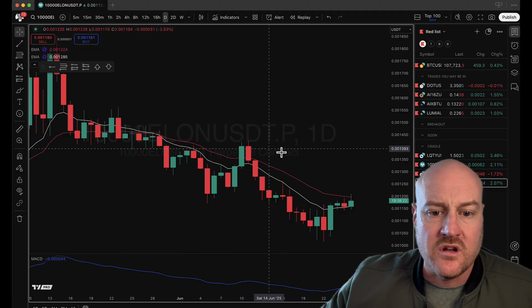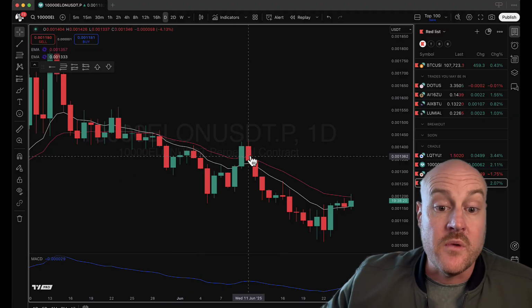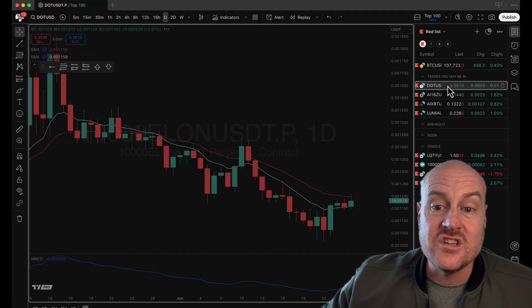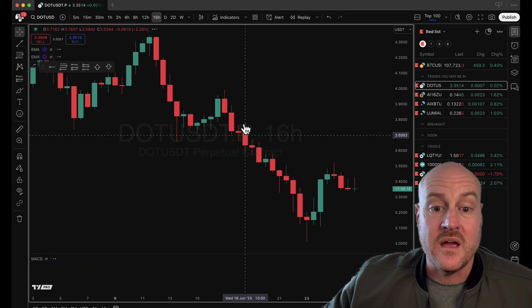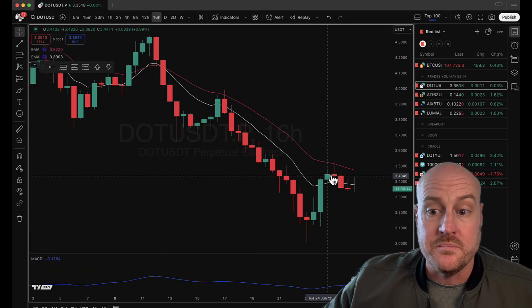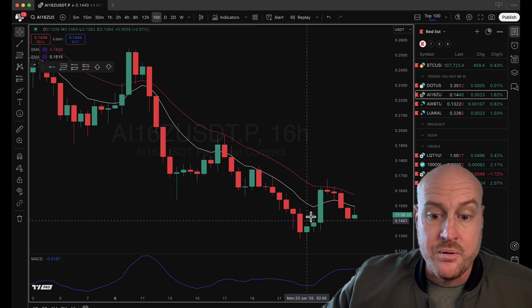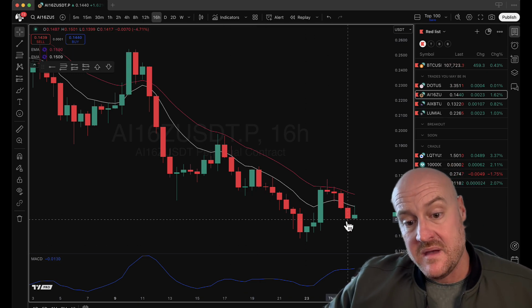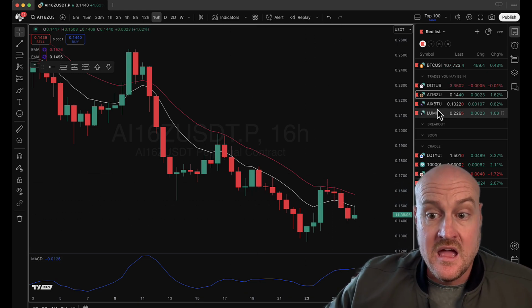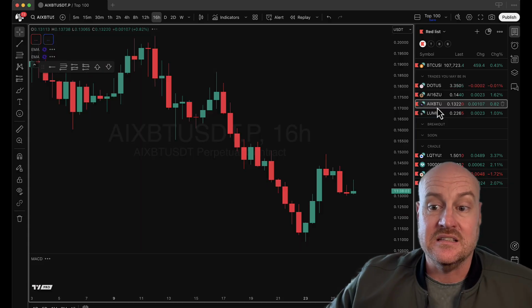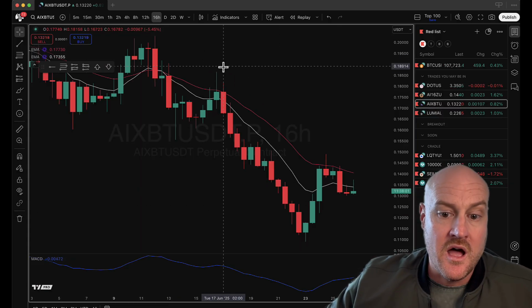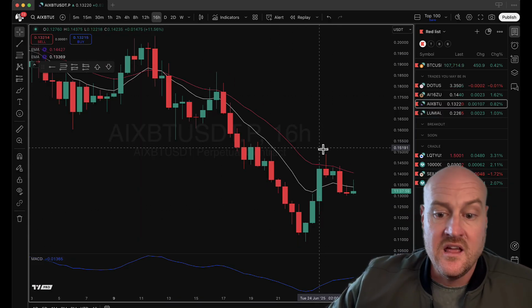Forget about the sloping trend line connecting these dots. We go from a high to a low. In the case of DOT, we simply went from a lower high to a lower low and we pulled back in. The same can be said here for AI16Z. Pull back in, bearish candle, a move back down. This one is in very good profit. AIXBT, same thing. Lower high, lower low, pull back in, a good move.